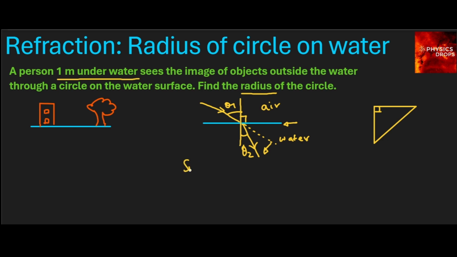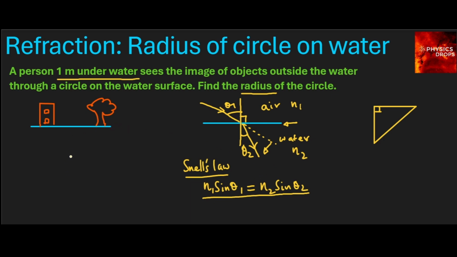So what does Snell's law state now? Snell's law states that, let's say the refractive index of air is N1, and the refractive index of water is N2. Then Snell's law states that N1 sine theta 1 will be equal to N2 sine theta 2. This is what Snell's law states. Now with this information, let's get into the question.